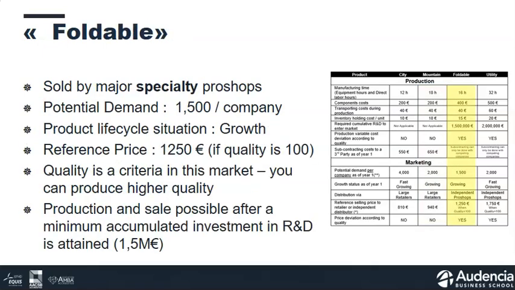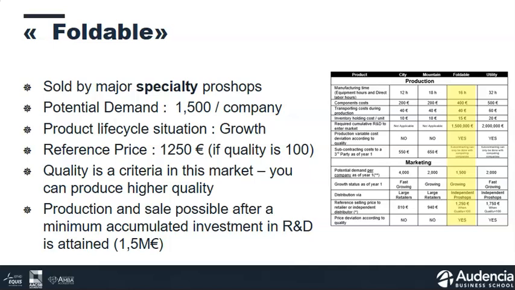The third product, the foldable bicycle, is sold in pro shops, as I mentioned before. The potential demand is 1,500 per company. It's in a growth stage right now. It has a reference price of 1,250 when quality is equal to 100. If you increase the quality to, let's say, 105 or 110, you may be able to sell for a higher price. And if it's lower quality, you may be able to sell for a lower price. But quality is important in this market.